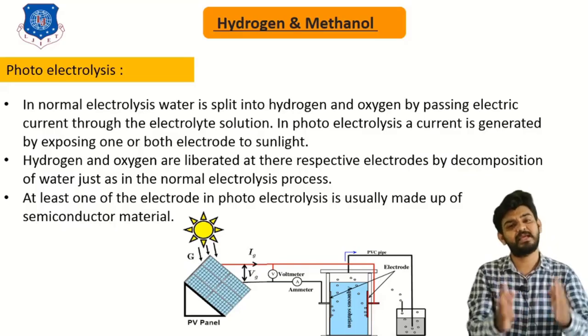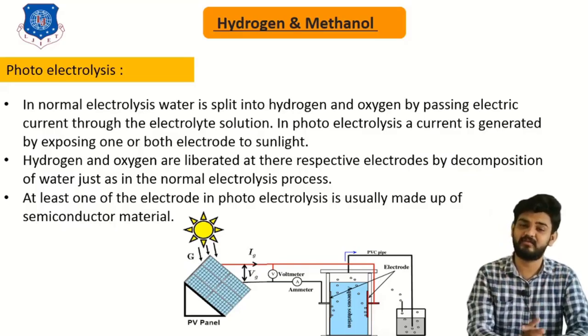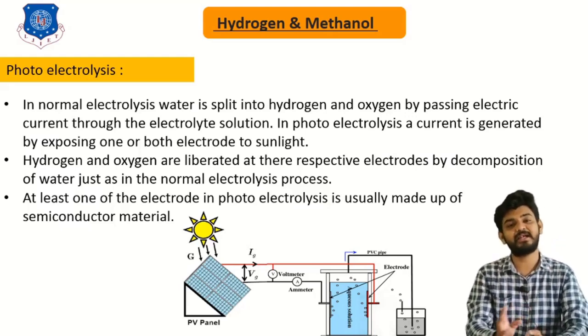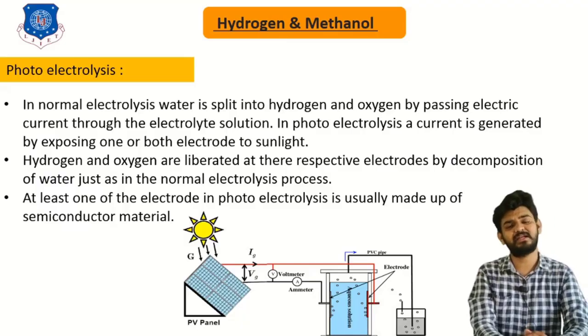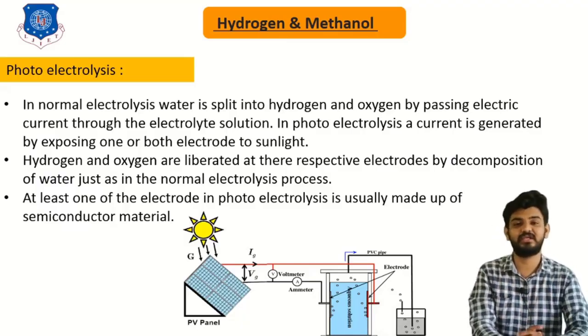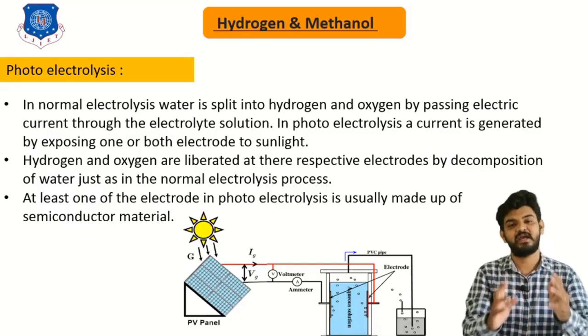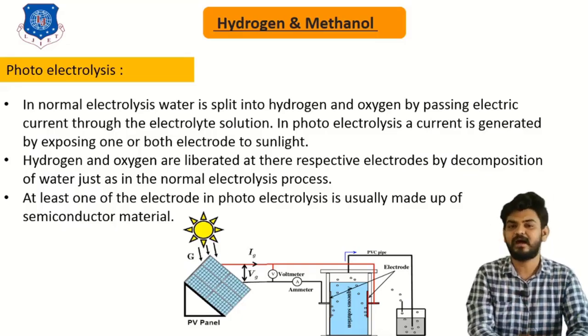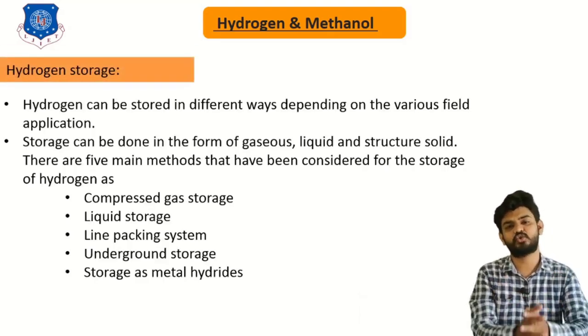If we utilize semiconducting material for the electrode, then we can completely eliminate the use of a PV panel. So this semiconducting material directly converts solar energy into electric current and produces the electrolysis process and generates hydrogen. Now let's move to the next topic of this chapter, and that is hydrogen storage.